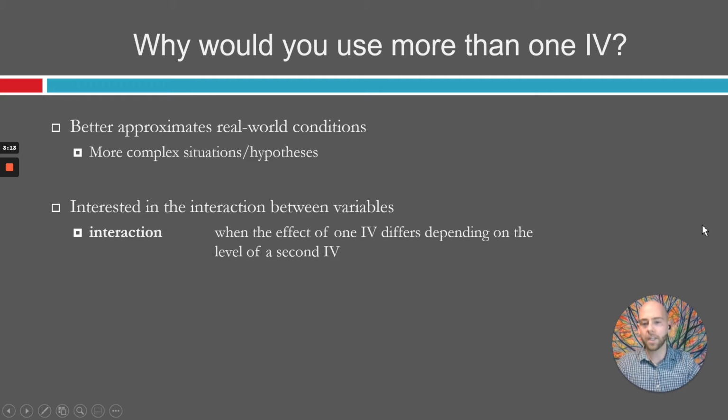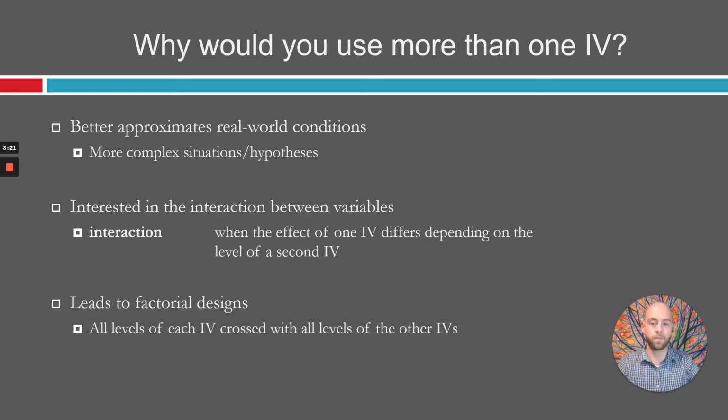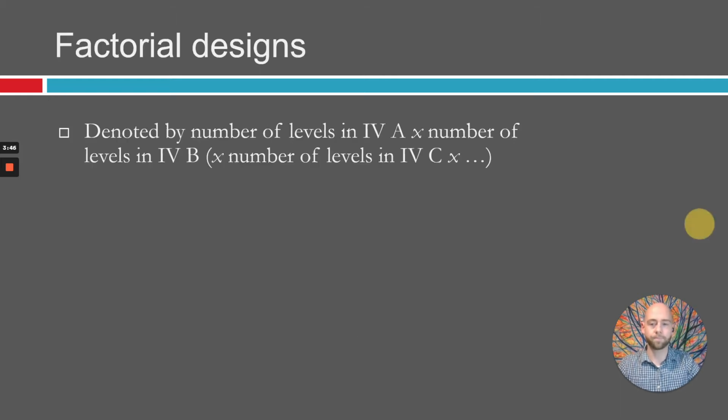So interactions, we can define that as when the effect of one independent variable differs depending on the level of a second independent variable. And if you are using a design with more than one independent variable and you are crossing all of these combinations of independent variable conditions together, this is what we would call a factorial design. When all the levels are crossed, you have all the possible combinations between your independent variable conditions. That's a factorial design.